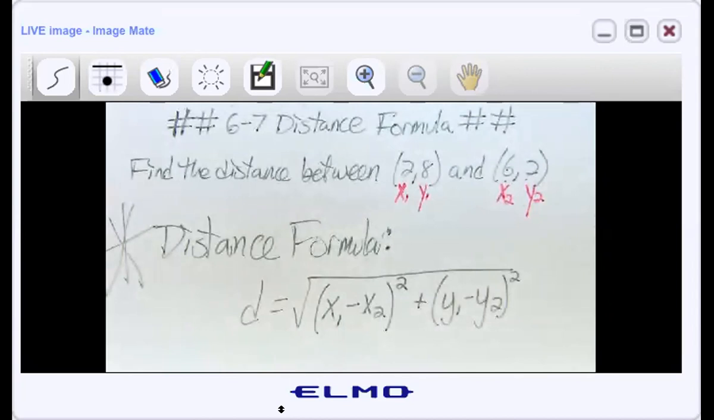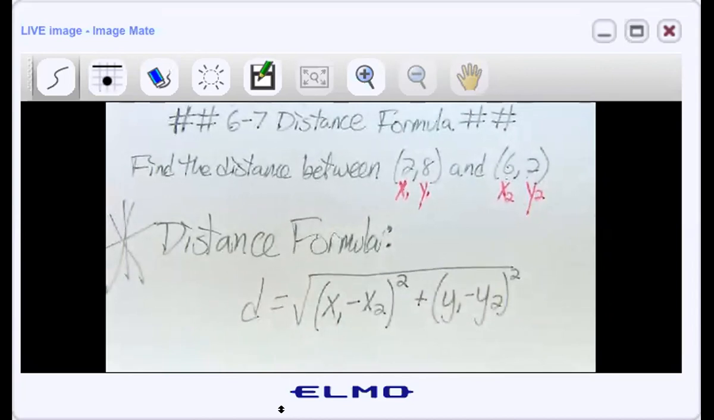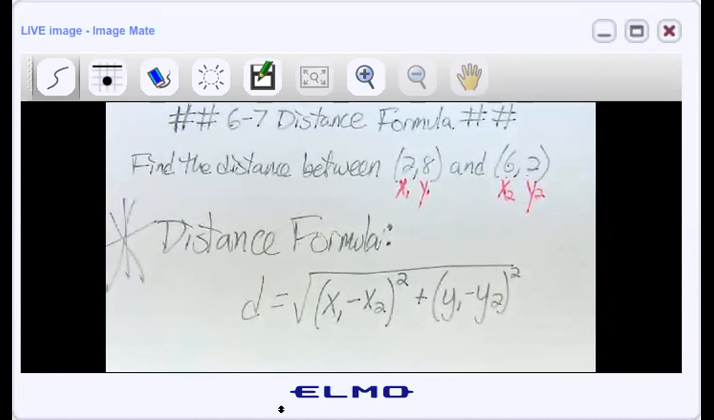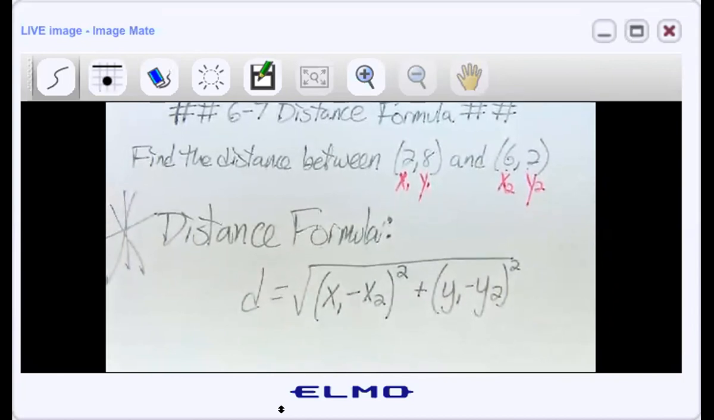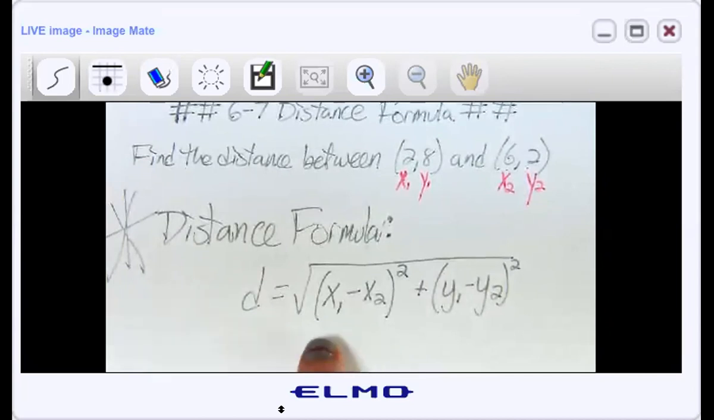Once I plug all the pieces in, then it's just up to me to do the math. Remember, with order of operations, you have to do the parentheses first. Whatever's in the parentheses happens very first, then exponents. So then I'll do my exponents. Then I'm going to add those values together. And the very last thing you do is take the square root of the whole thing.